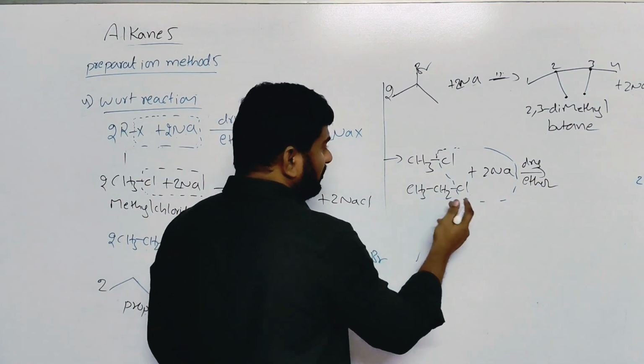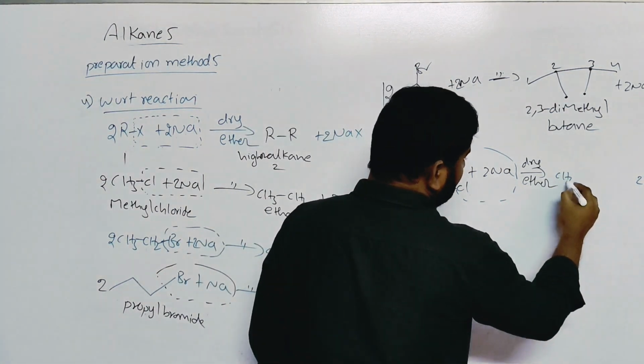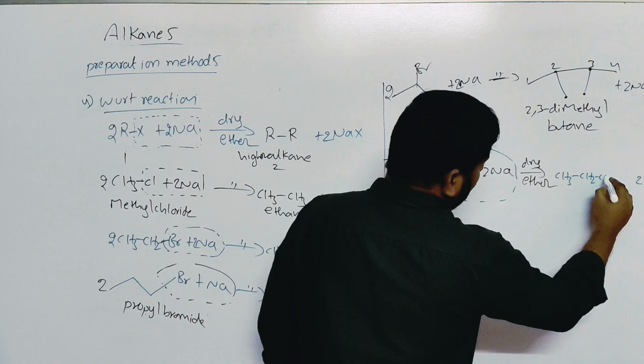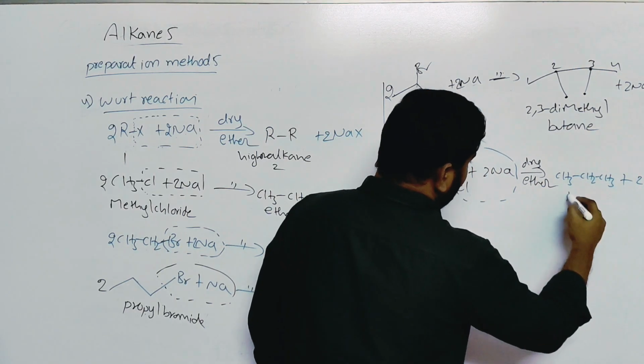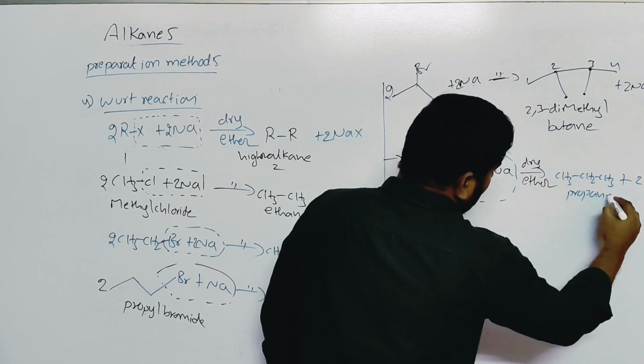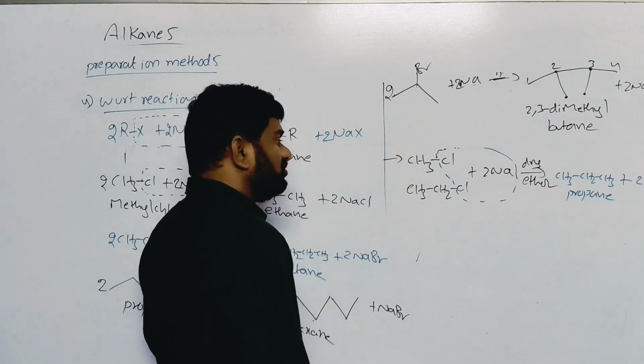Here 1 carbon, here 2 carbons. So the methyl group and the ethyl group are combined. Both combined, what do we get? We get propane. Okay, so this is one choice.